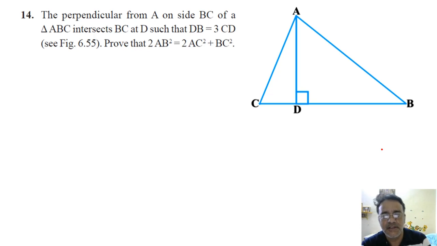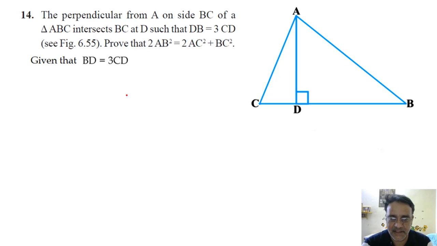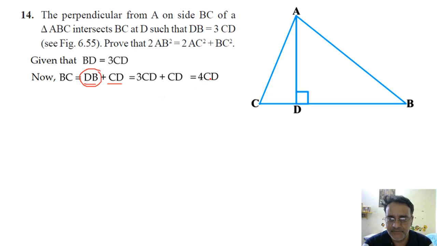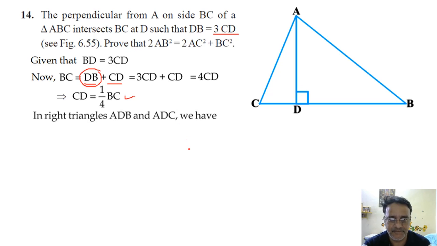So we'll start with that relation only. BC और CD और BD के बीच में relation find करेंगे. So BD is given 3 times CD. Now BC we can write BD plus CD, that is 3 times of CD plus CD, 4 times CD. So CD will be 1/4 of BC. If CD is 1/4 of BC, so DB will be 3/4 of BC. ठीक है, that you have to keep in your mind.